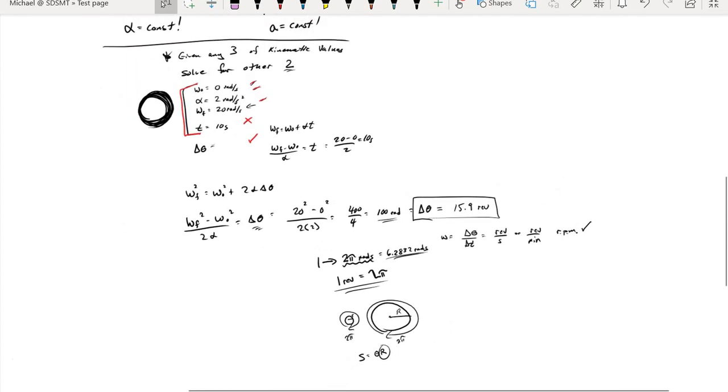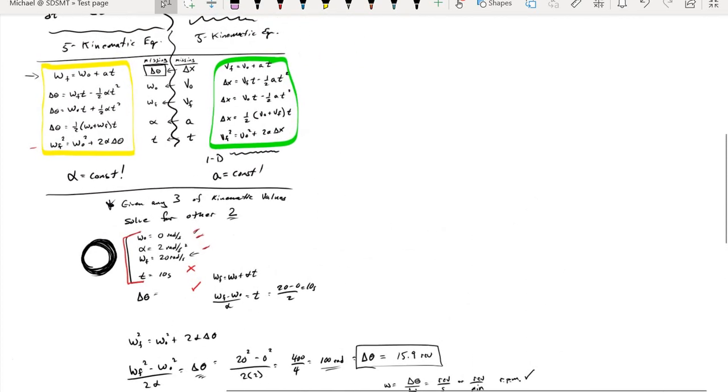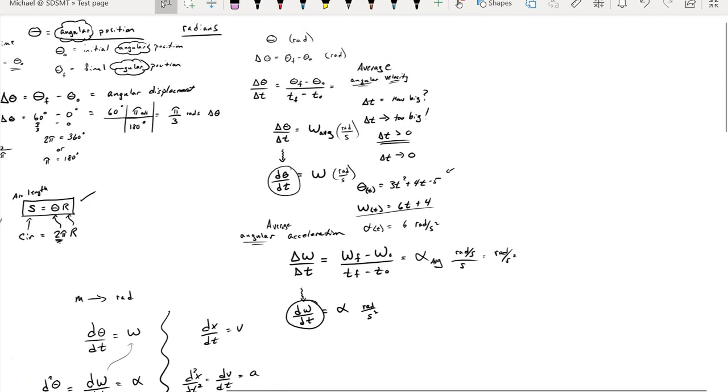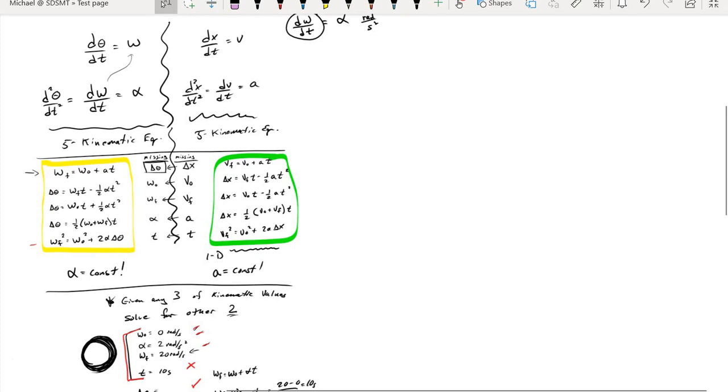All right, so we now see how we can apply old information in the form of our definitions of position, velocity, acceleration, along with the calculus, and we have our 5 kinematic equations that have been updated for angular systems.